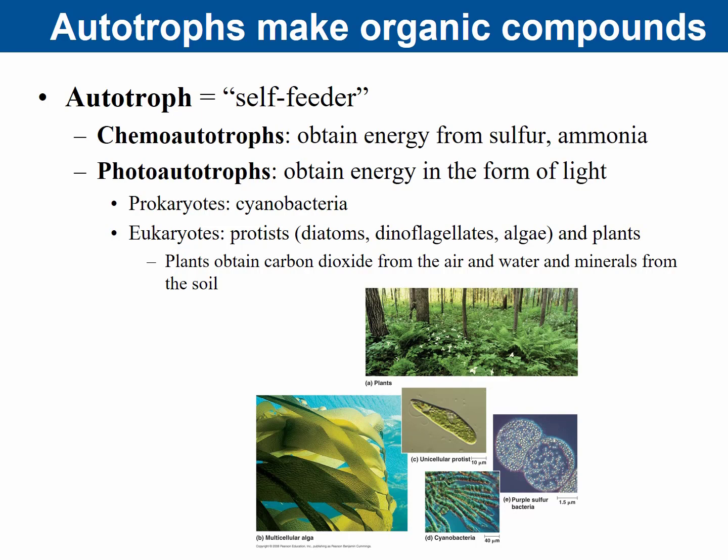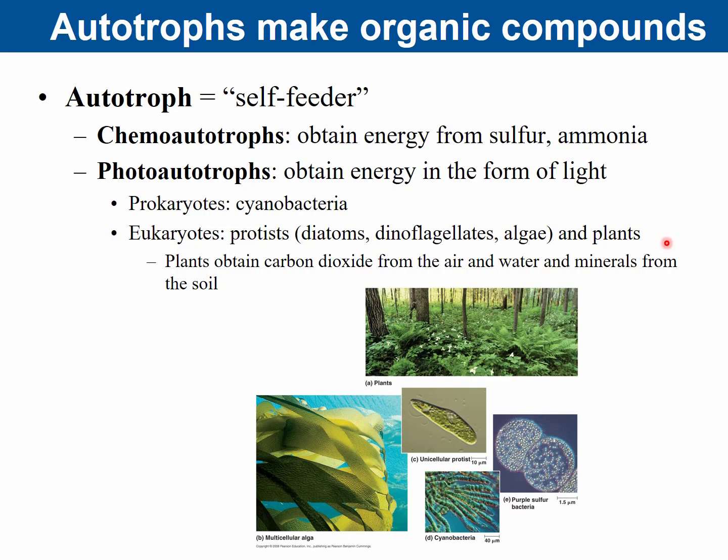So what do we call an organism that can make their own food? Well, we call those autotrophs. Troph meaning feeder, auto meaning self. And when we talk about autotrophs, there are several types. There's what's called a chemoautotroph, which is basically an organism that obtains energy from chemicals, like sulfur or ammonia. Photoautotrophs, photo refers to light, those are able to obtain energy in the form of light.